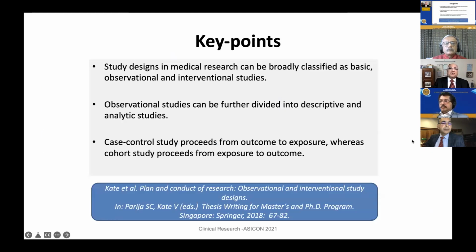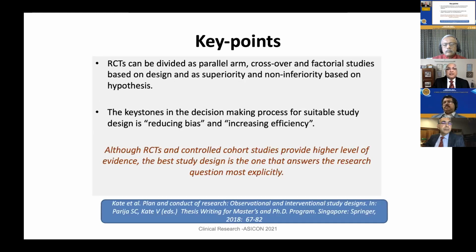So the key points for this particular talk: study design in medical research can be broadly classified as basic, observational, and interventional studies. Observational studies can be divided further into descriptive, with no comparison, or analytical studies where you have comparison. In analytical studies, we have case control studies where we proceed from outcome to exposure, whereas in cohort study, we proceed from exposure to outcome.